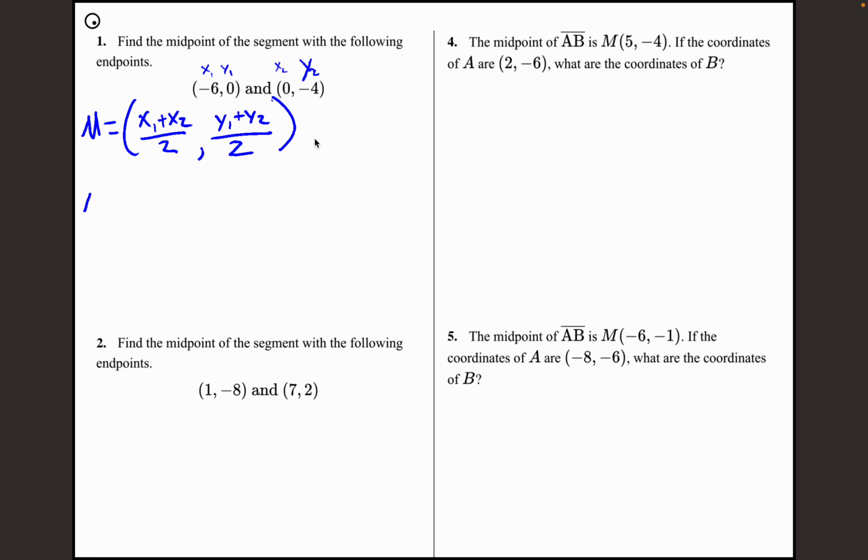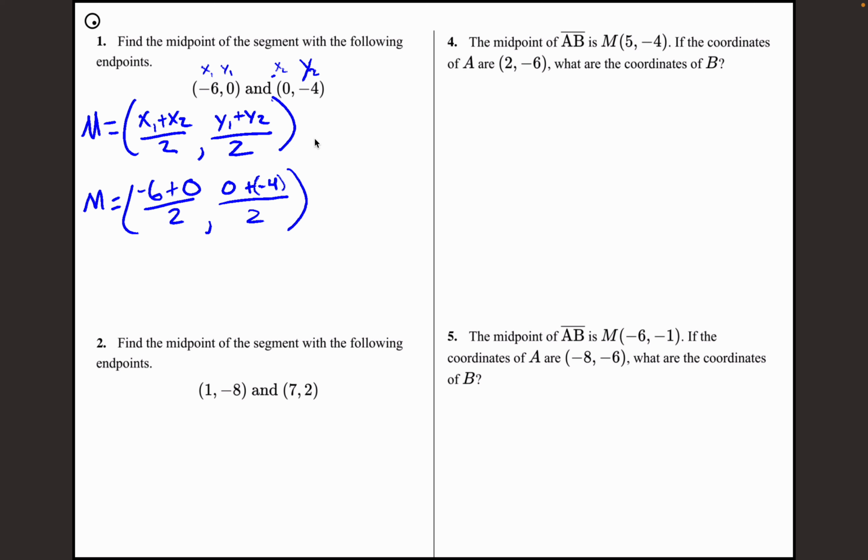So our m is going to equal, our x1 is -6. We're going to add that to our x2, which is 0, divided by 2. Our y1 is 0 also, and then our y2 is -4, so it's going to be plus -4. We're going to put it in parentheses so I can distinguish the plus and the negative.